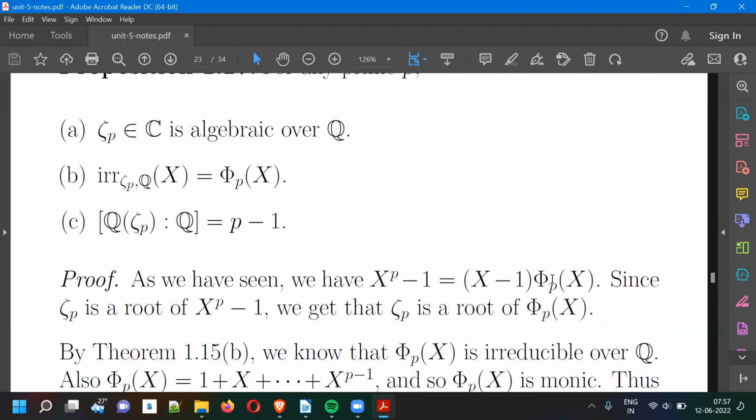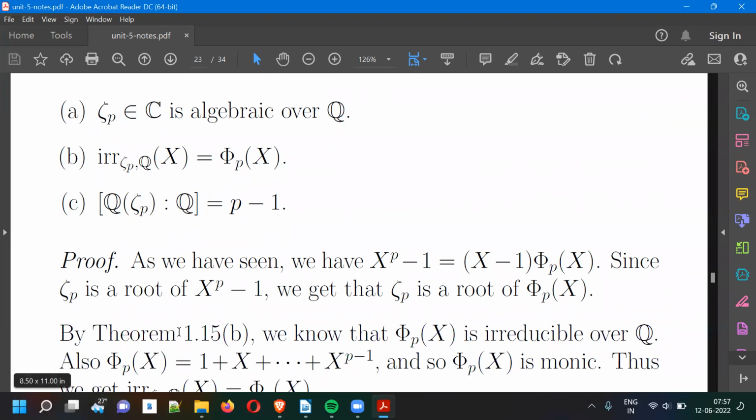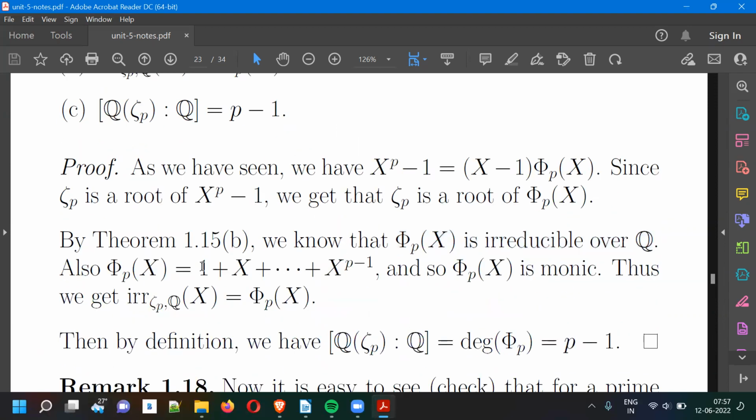But phi p of x is monic and irreducible. So we know this by the theorem just proved before. Phi p is irreducible over Q, and it's also monic because phi p of x is equal to 1 plus x plus up to x raised to p minus 1. Therefore, this has to be the minimal polynomial of zeta p over Q. And therefore, by definition, the degree of this extension is equal to the degree of zeta p over Q, which is equal to the degree of phi p, which is equal to p minus 1, because from this expansion itself, the degree of phi p is p minus 1. And we are done.